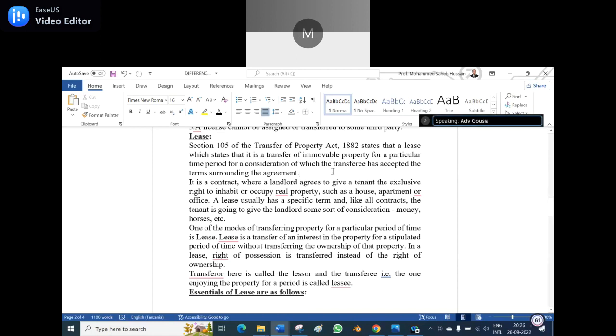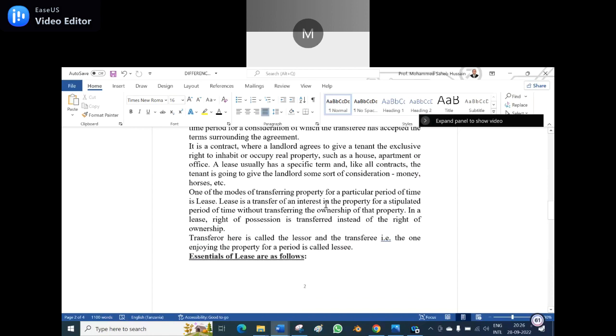PAWN, pawn. So it is a contract where a landlord agrees to give a tenant the exclusive right to inhabit or occupy the real property, such as a house or apartment or office. A lease usually has a specific term, and like all contracts, the tenant is going to give the landlord some sort of consideration, money or etc. Even horses also, some services also. So one of the modes of transferring property for a particular period of time is a lease.